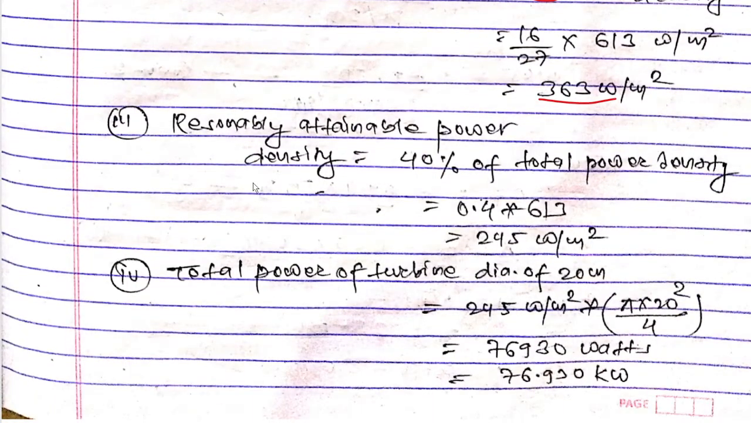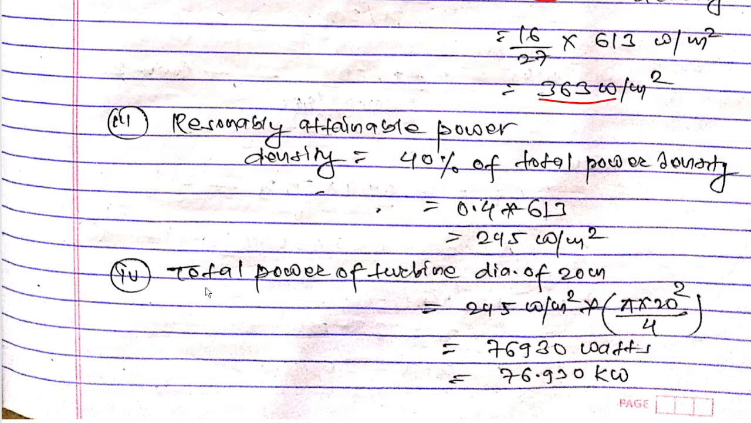Similarly, in the third step we have to calculate the reasonably attainable power density. That will be 40% of the total power density, and 40% means 0.4 into the total power density we obtained in the first step, that is 613. So we'll get 245 watt per meter square.